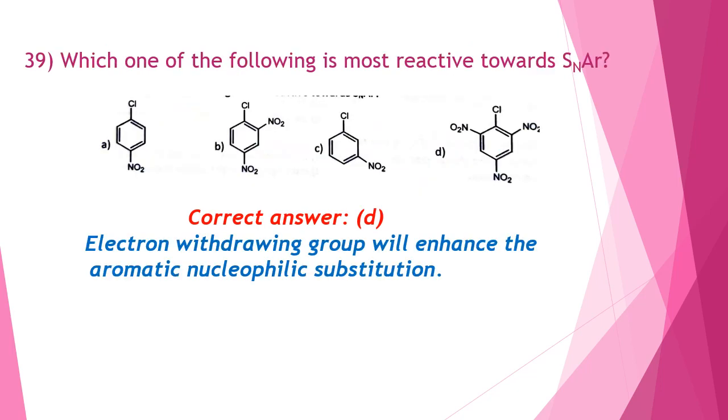Question number 39. Which one of the following is most reactive towards the SNAr mechanism? And this is aromatic nucleophilic substitution. The aromatic nucleophilic substitution is favored if electron withdrawing groups are present in the compound. In compound D, there are 3 electron withdrawing NO2 groups, which enhance the aromatic nucleophilic substitution. Therefore, answer D is correct for this question.